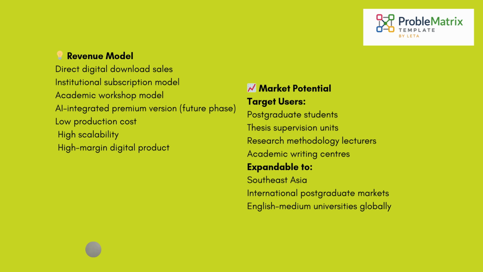As can be seen here, Problematrix operates on a diversified revenue model. We generate revenue through direct digital download sales for individual users, institutional subscription models for universities, academic workshop packages for training programs, and in the future, an AI integrated premium version. Because this is a digital product, the production cost is low. There is no physical manufacturing, no logistics costs, and minimal maintenance overhead. That makes it a high margin and scalable educational innovation.